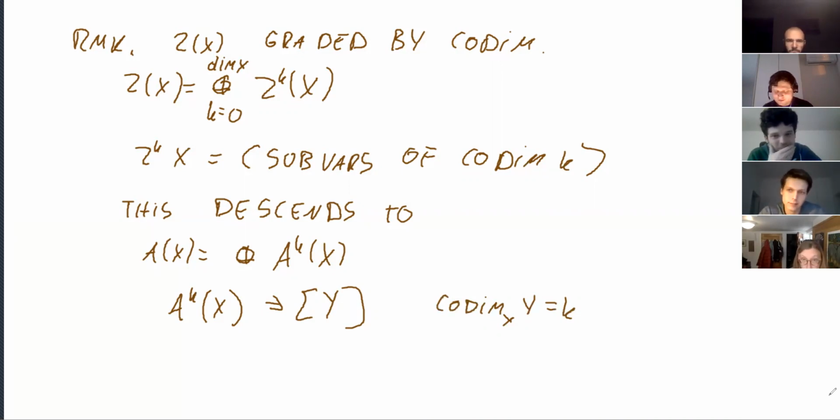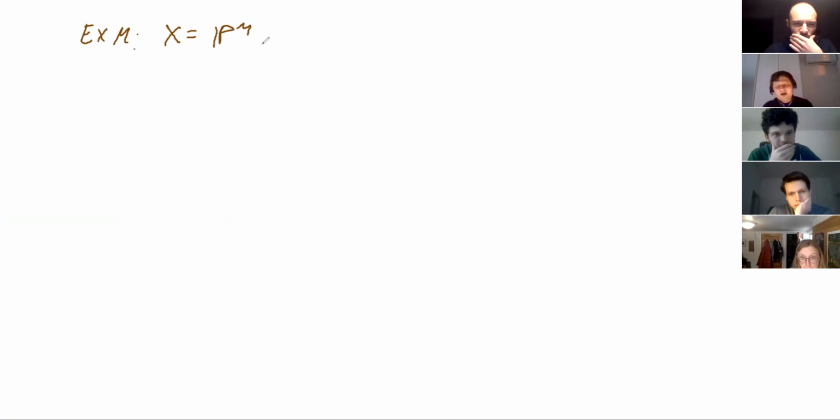I bet everyone would like to see an example. Okay, so an example is as follows. We take the variety that is just the projective space. Maybe that's a good point for me to ask you a question. Can anyone give me a subvariety of codimension k? I would like anything that is codimension k.